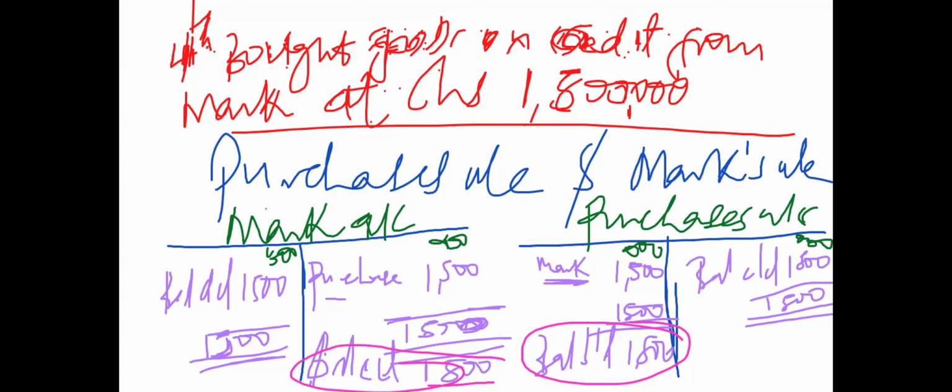So let's go to the fourth transaction. So transaction number 4. The next transaction, they bought goods by check of 1 million. They bought goods by check of 1 million shillings.